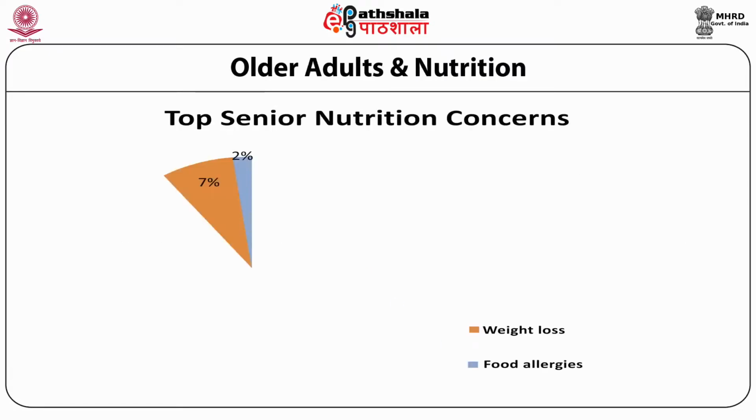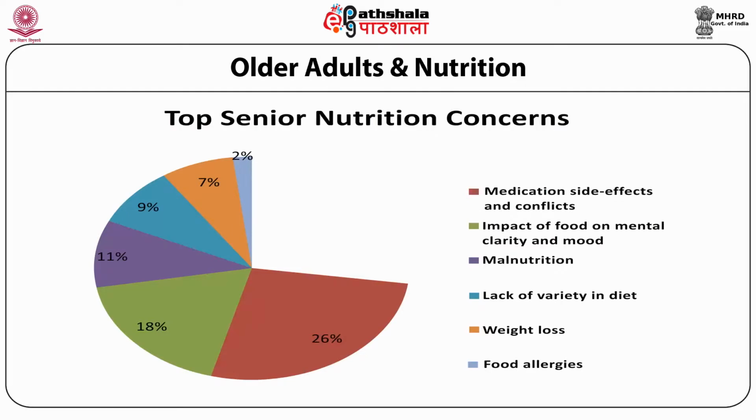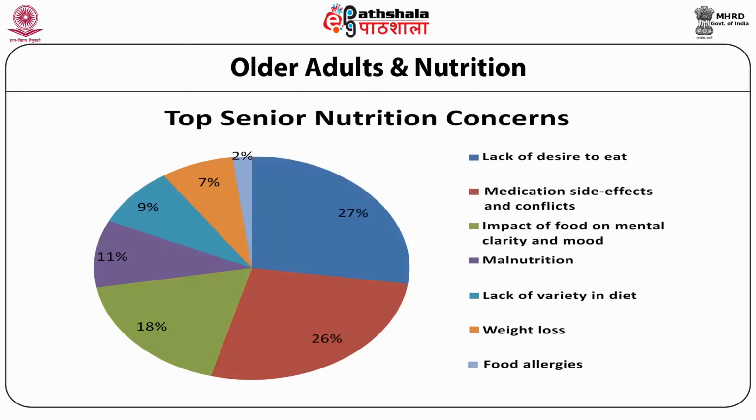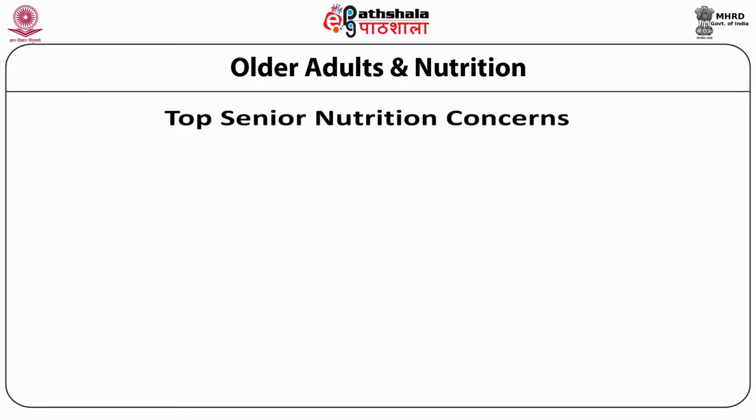This pie chart shows the important nutrition concerns for senior citizens, which could be food allergies, weight loss, lack of variety in the diet, malnutrition, impact of the food on their mental clarity and mood, the medications and their side effects, and the lack of desire to eat. So the elderly have to take care of all those things to decide their nutrient intake.